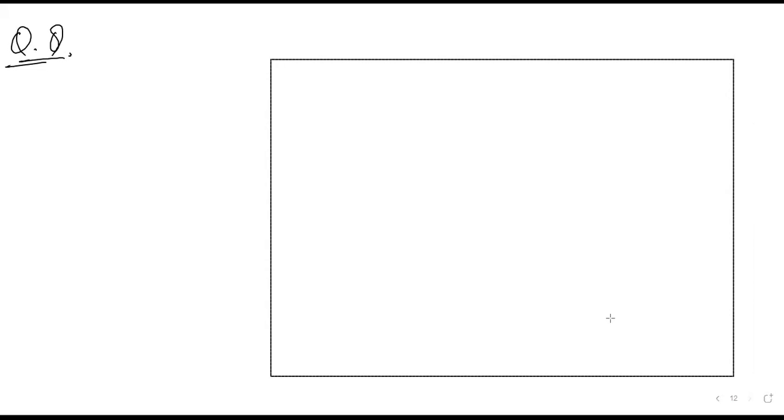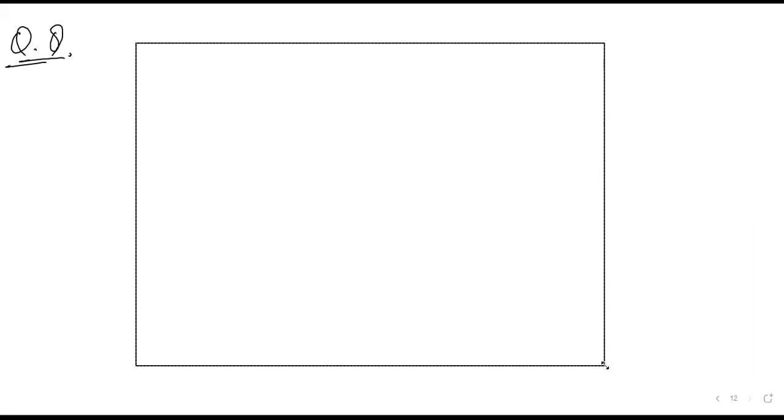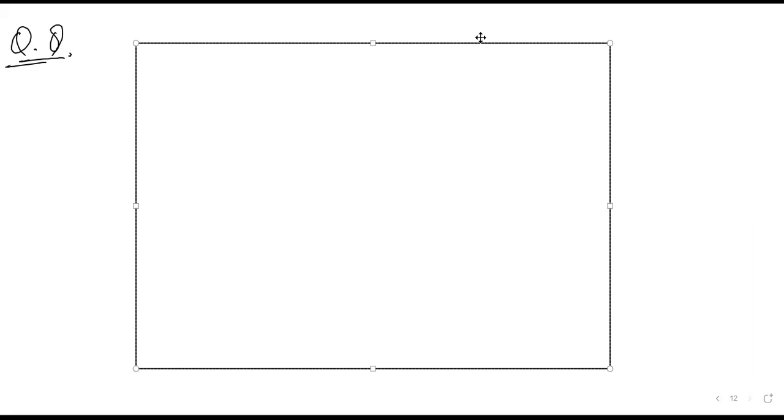Suppose this is our wall. Look at this question. Suppose this is our wall. Its length and breadth are given: length is 4.5 meter and breadth is 3.6 meter. ठीक है?